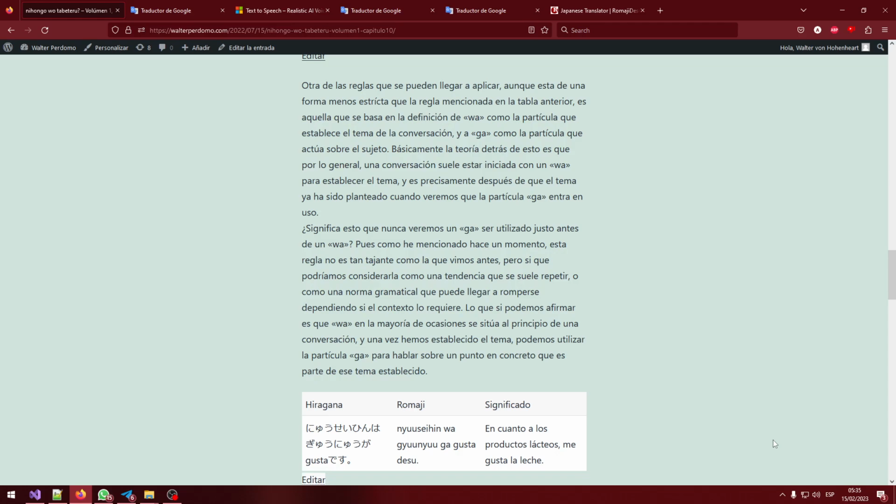Now, is this something unbreakable? It is not. This is more like a tendency, like I said, a tendency where the wa is usually before the ga, and not the opposite. Again, this is not an unbreakable rule, but you can consider it like a pattern.